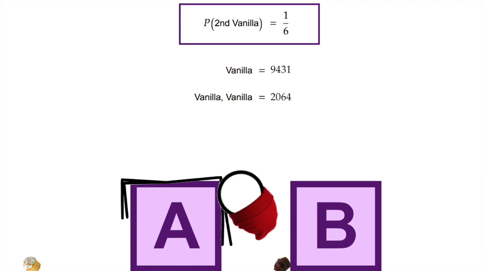And when we're done, we find that out of 25,000 games, we ended up getting 9,431 where the first cupcake was vanilla. And of those 9,431 games, we got 2,064 where we chose a second vanilla cupcake as well. So, 2,064 divided by 9,431 equals 0.218.